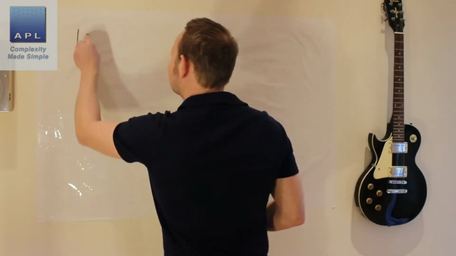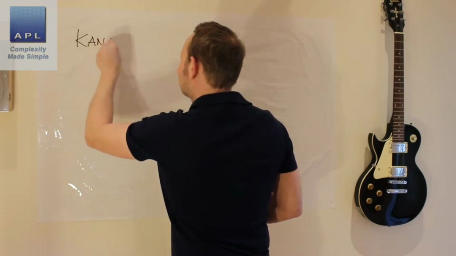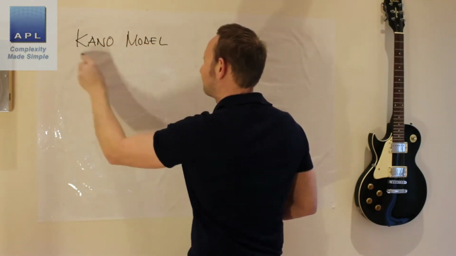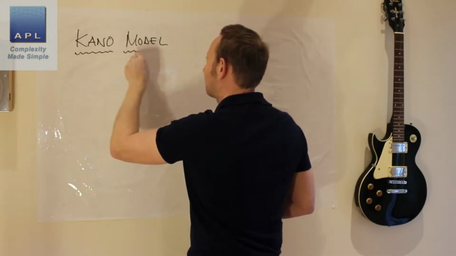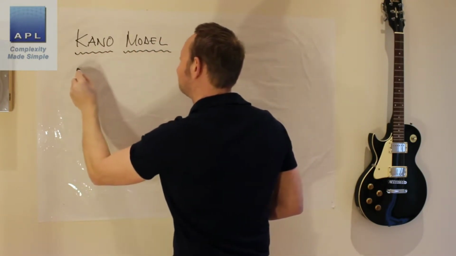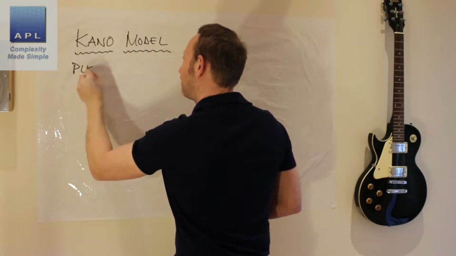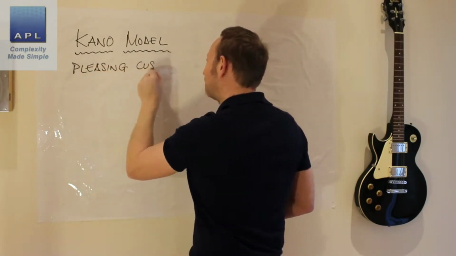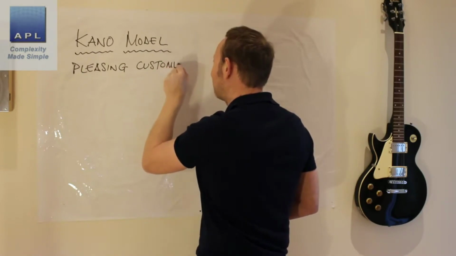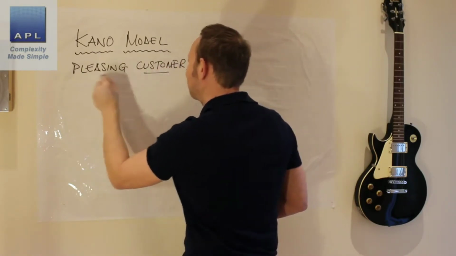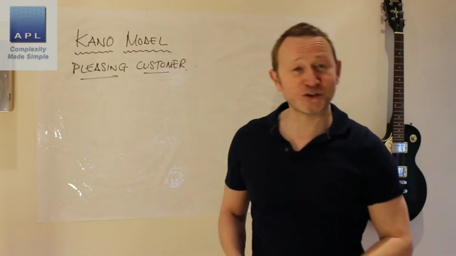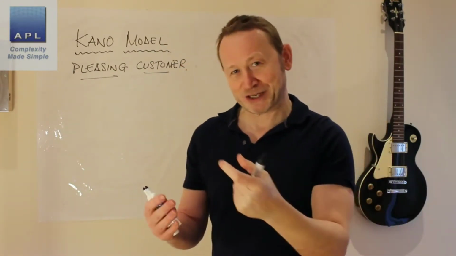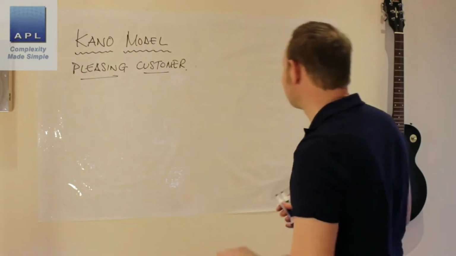We're going to take a look at the Kano Model, which is essentially all about pleasing your customers. So I'm going to draw a little diagram for you. It just explains what the Kano Model is. So let's just pop this thing up.